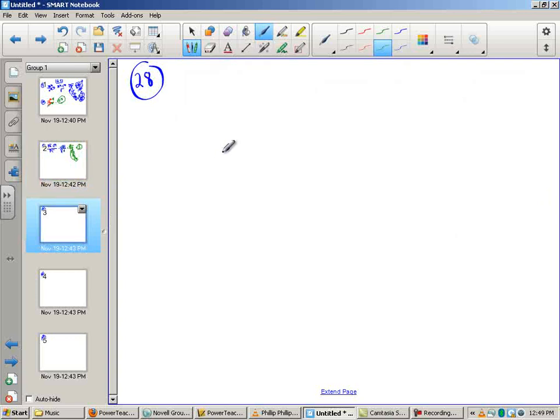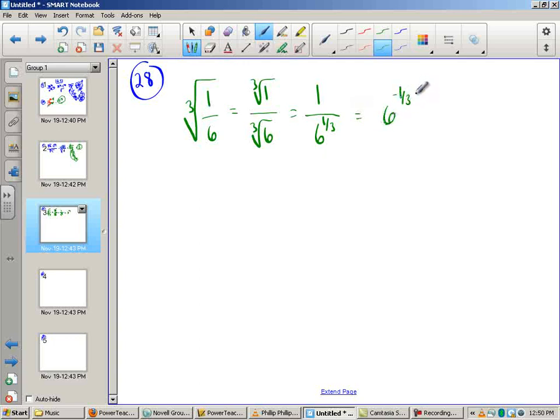28, looking at 28, this one's a little bit different because you may not be sure what the answer you're looking for is. 1 over 6. I'm going to split this, and I'm also going to change this so it's the cube root of 1 over the cube root of 6. Cube root of 1 is 1, so this is 1 over, and I'd rather write this as a fractional exponent, 6 to the 1/3. Problem is I don't like this fraction down here. I told you not to leave fractional exponents in your denominator. So this is going to be equal to 6 to the negative 1/3.